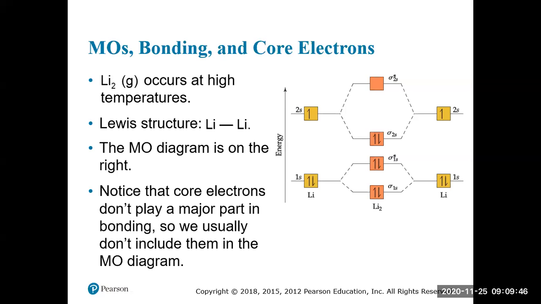And what we see here is that if we went ahead and did our bond order, we'd get a value of 1. This tells us that it is stable. The other thing that you'll notice is those 1s electrons basically just cancel each other out, so we're not that concerned about those. A lot of times when we draw these molecular orbital diagrams, we'll just focus on the valence electrons, because in this example, it's those 2s electrons that are determining whether this is possible or not.